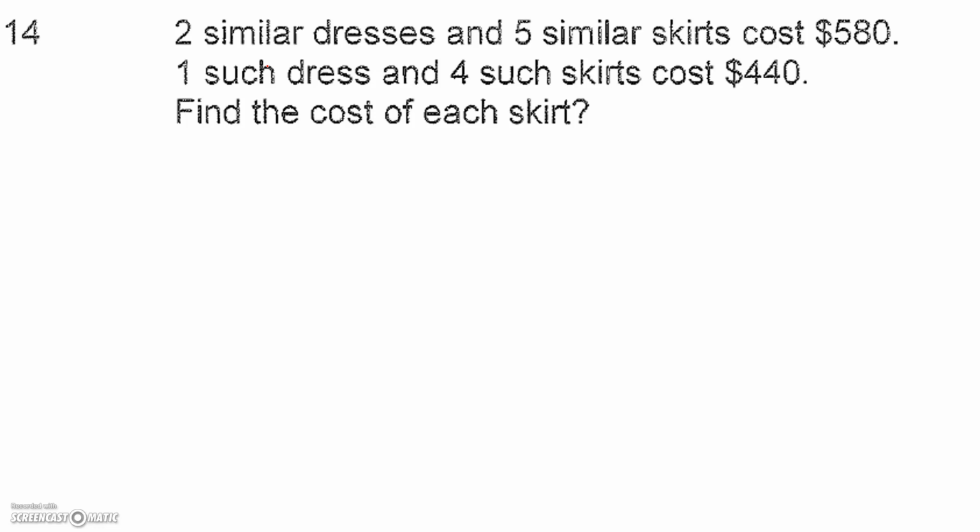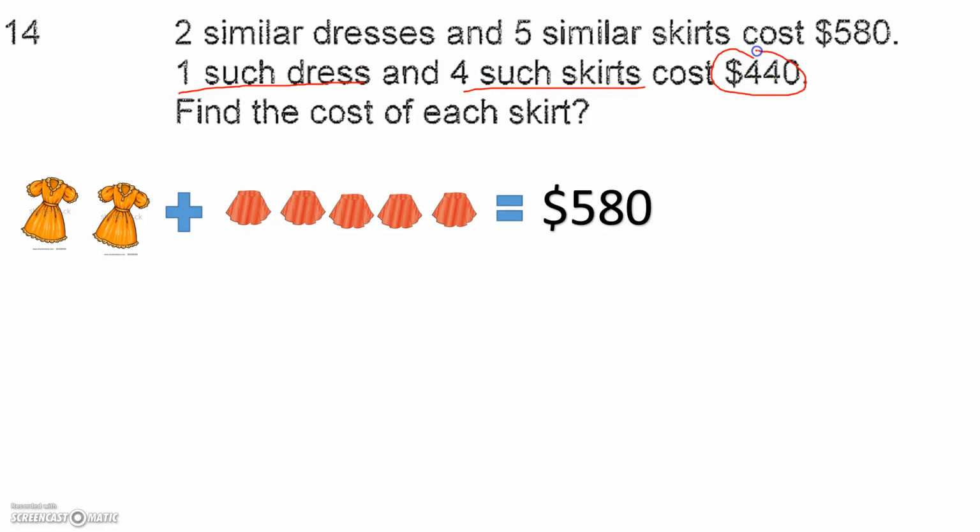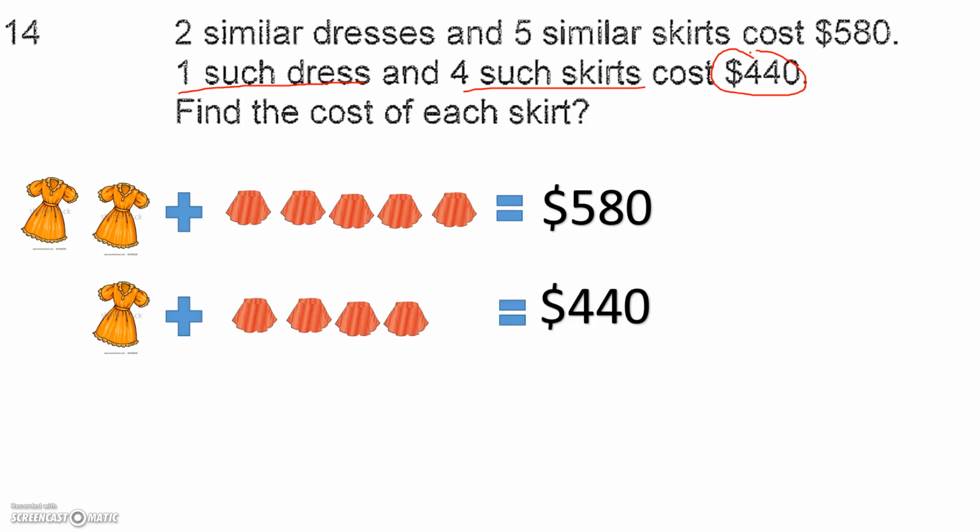Yesterday, I introduced to you the concept of algebra. Those who do not like the idea of algebra may still stick to the idea of using pictures. So how would I do it? I will draw simple pictures: 2 dresses and 5 skirts cost $580 altogether. The second sentence says: 1 dress, 4 skirts, $440. So I draw it out. 1 dress, 4 skirts cost $440.